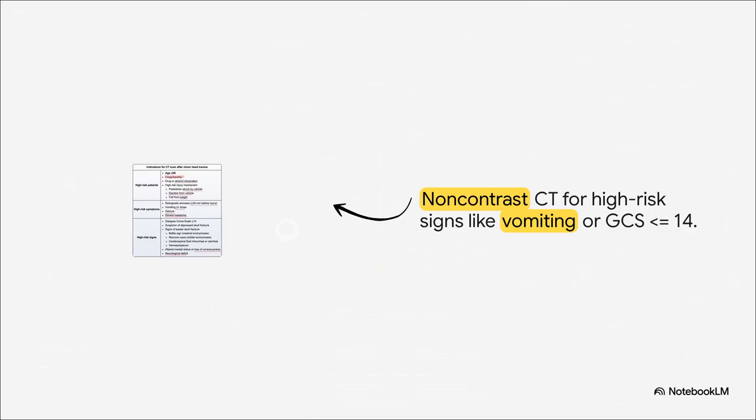The high-yield triggers for that scan are age 65 or older, coagulopathy, drug or alcohol intoxication, dangerous mechanisms like falling from a height or being struck by a car, retrograde amnesia of 30 minutes or more, vomiting 2 or more times, a seizure, a severe headache, a Glasgow Coma Scale of 14 or less, a suspected depressed skull fracture, altered mental status, loss of consciousness, any focal neurologic deficit, or any of those basilar skull fracture signs we just talked about. Any of those, get the scan.